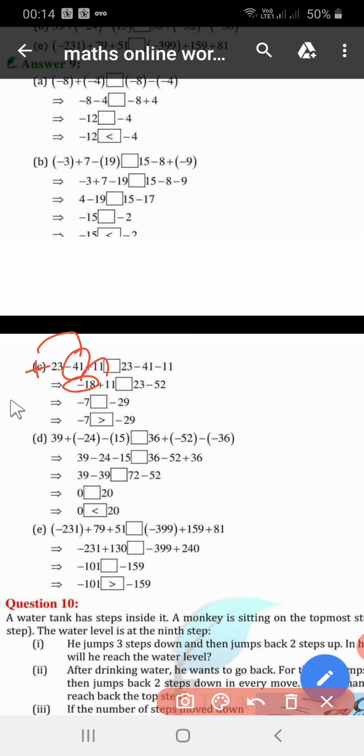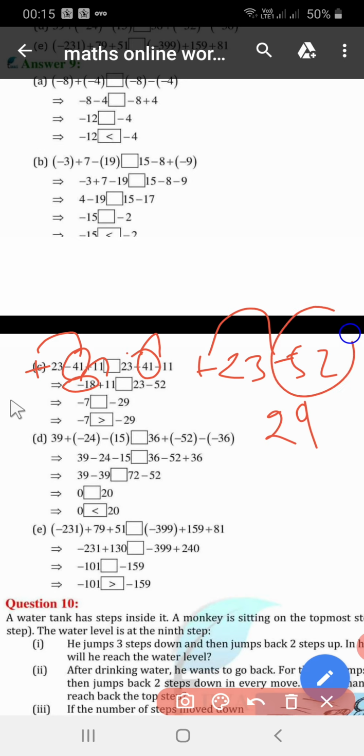Again see here, 23 minus plus 41 and 11 is equal to 52. So 52, but the bigger digit is 41 negative, so we put here 23 minus 52. Now see here plus 23 minus 52, plus minus minus. Now subtract 23 out of 52, you will get 29. The bigger digit 52 is negative, so you have to put a negative sign here. Now see minus 7 and minus 29. Which one is greater? Minus 7 is greater. Draw a number line. You can easily see.